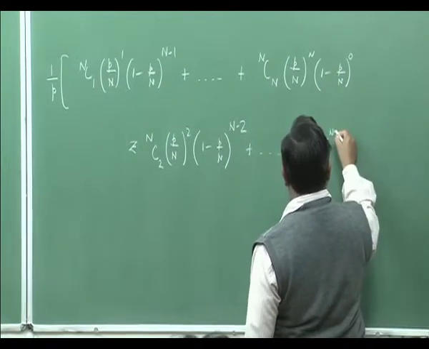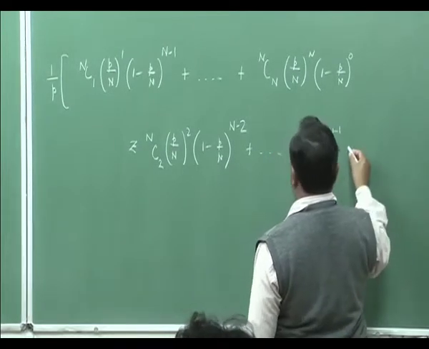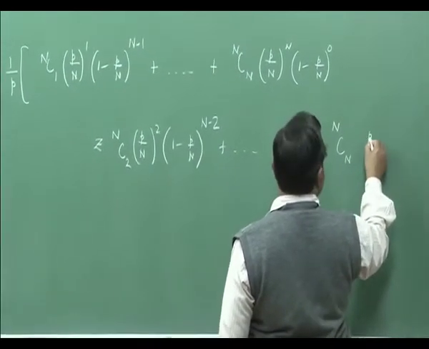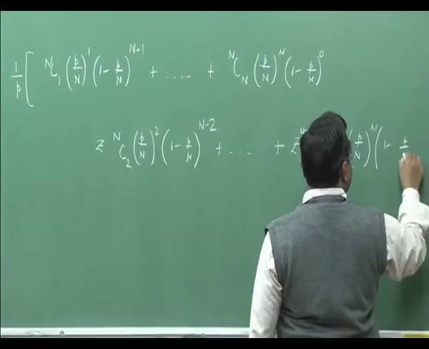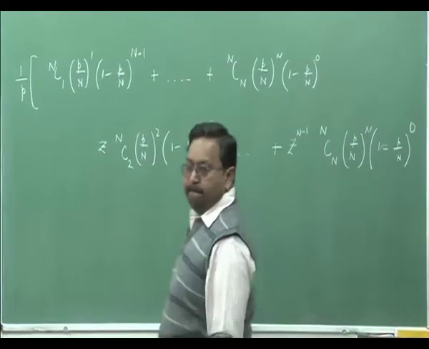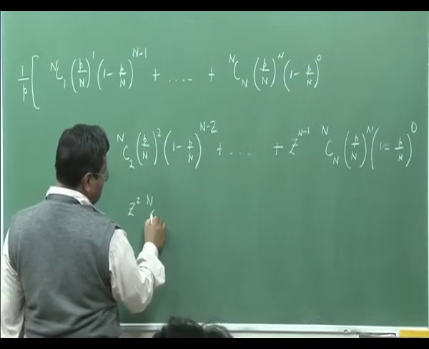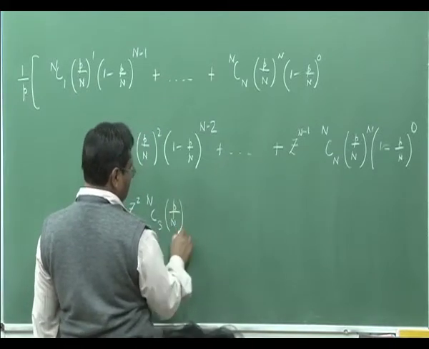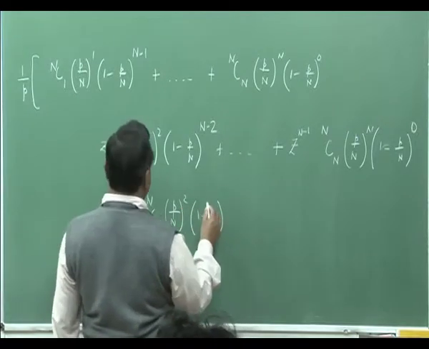You will have z raised to power n minus 1, with NCN. I can write similarly for z square. I think by this time you must be understanding. You can write any term by just close observation.